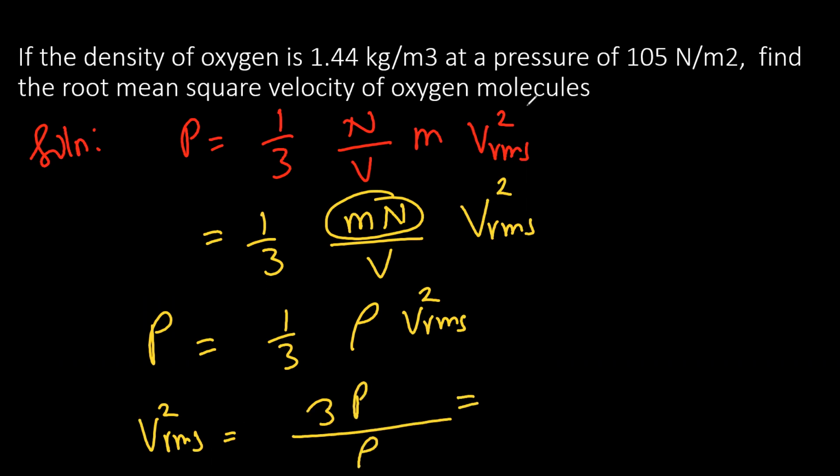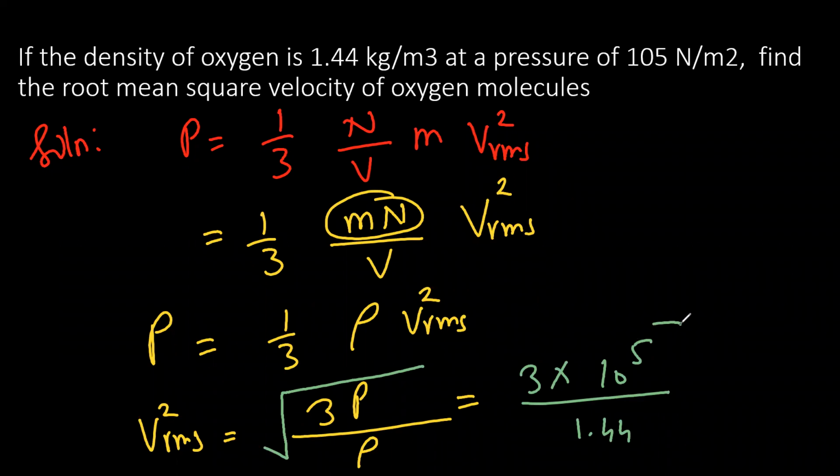Sure. So let's put the values. Pressure is how much? It's 10 raised to 5. And density is how much? It's 1.44. Okay, we'll take a square root. So here the square root will come directly.